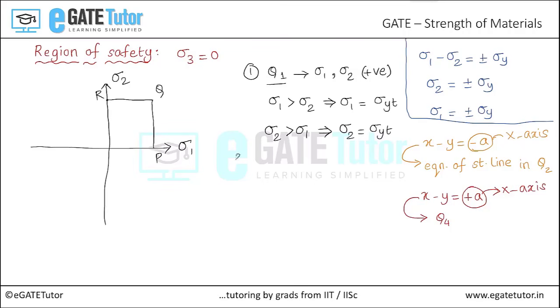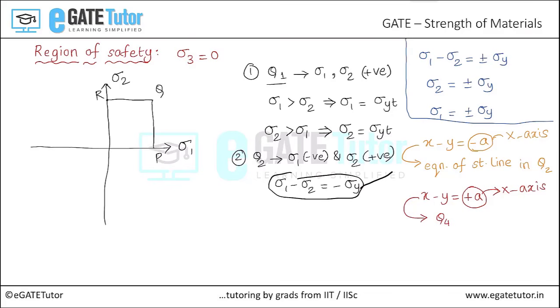Now let's move on to step number 2, which is along the quadrant 2, where sigma 1 is negative and sigma 2 is positive. In that case, yielding occurs if sigma 1 minus sigma 2 is equal to minus yield stress. Comparing this equation with this equation, it is nothing but the equation of a straight line in the second quadrant with minus a as the intercept on x-axis, where minus a here is minus sigma y. So when we represent that on the region of safety, it is represented in this way.